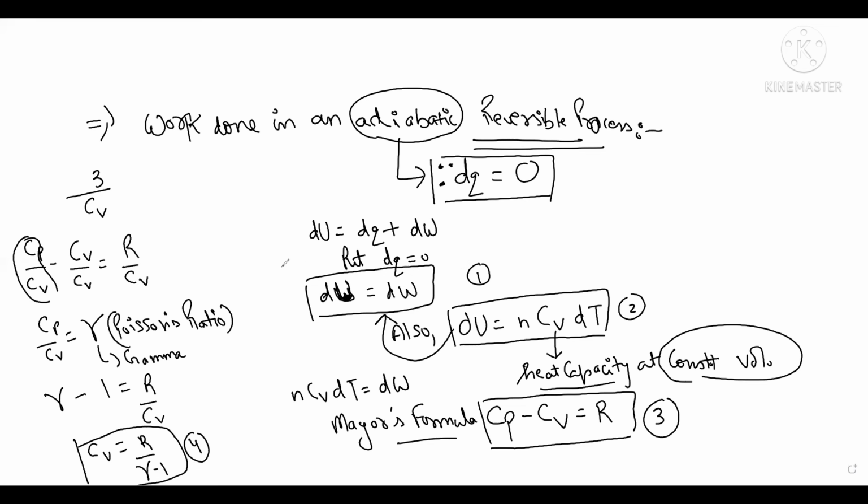And now we will substitute this in the value of work done which we have calculated. dW was equal to nCv dT, and just substitute the value of Cv that you have obtained. So let me clear the screen first.